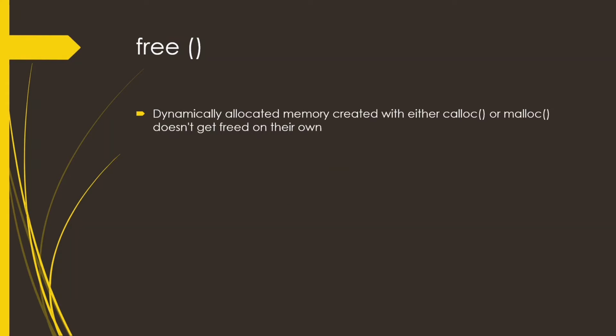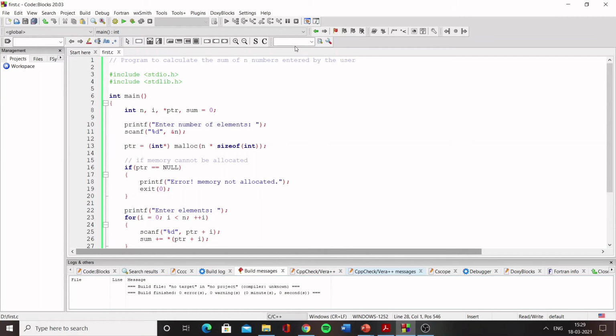Next is free. Dynamically allocated memory created with either calloc or malloc doesn't get freed on its own. We need to use the free function explicitly to release the space. The syntax is free(ptr). Now let us look at some code to understand the working of the malloc, calloc and free functions properly.